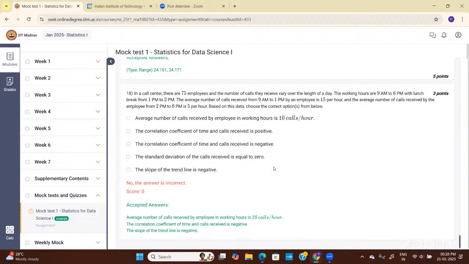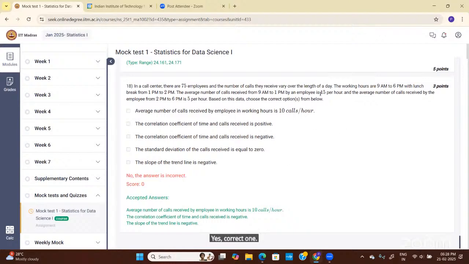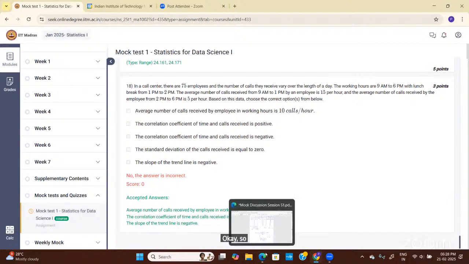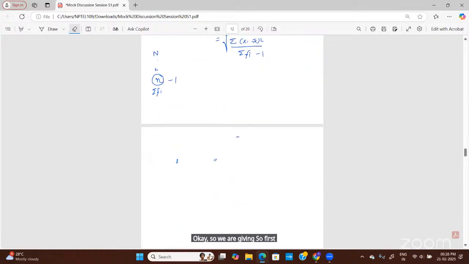Yes, ma'am. So we have to find the average number of calls received in one day, in one day's working hours. First of all, see that the formula of mean is x bar equal to summation of xi divided by n, right? Now first we are given for 9 a.m. to 1 p.m.